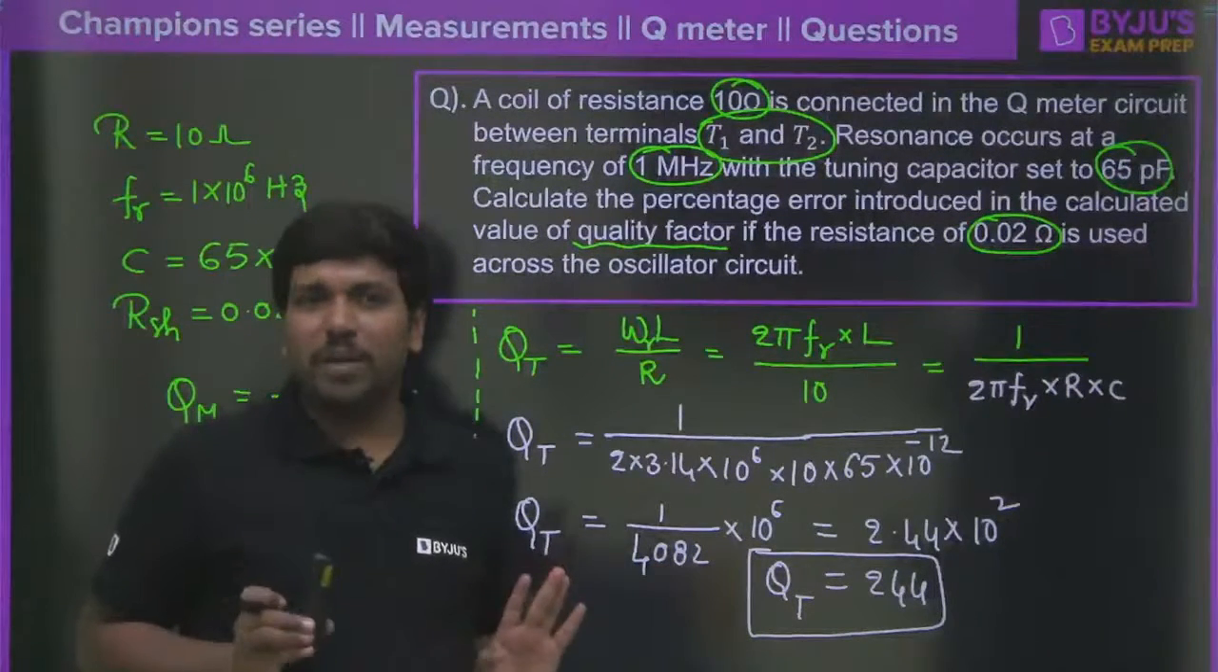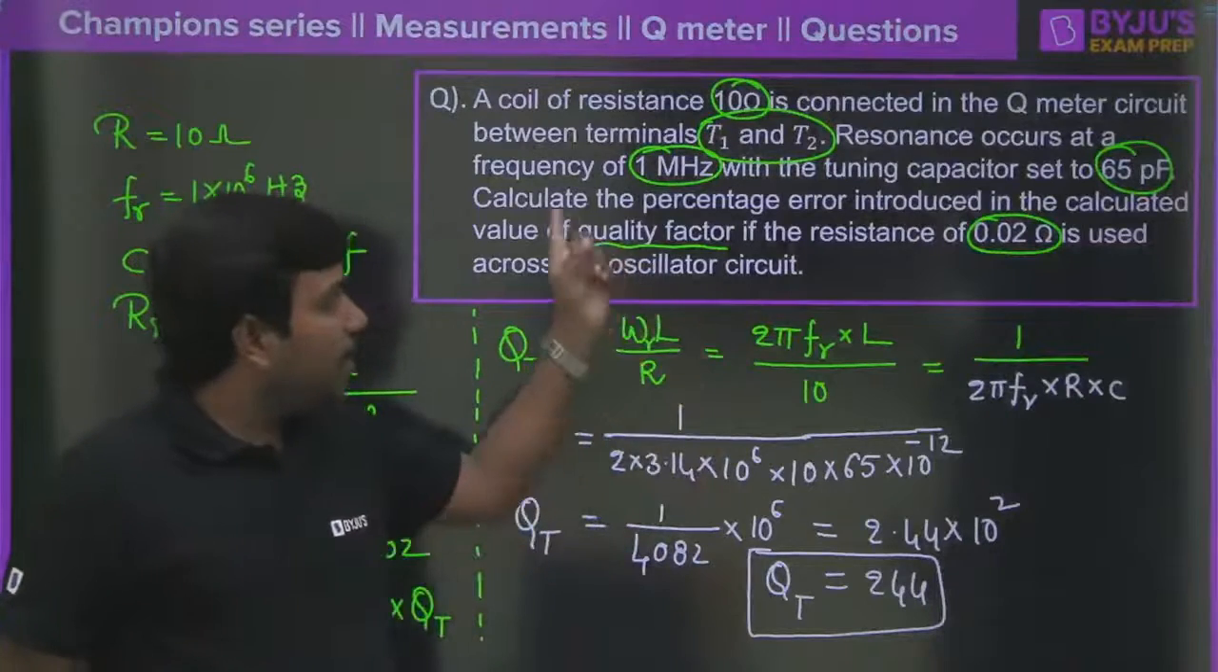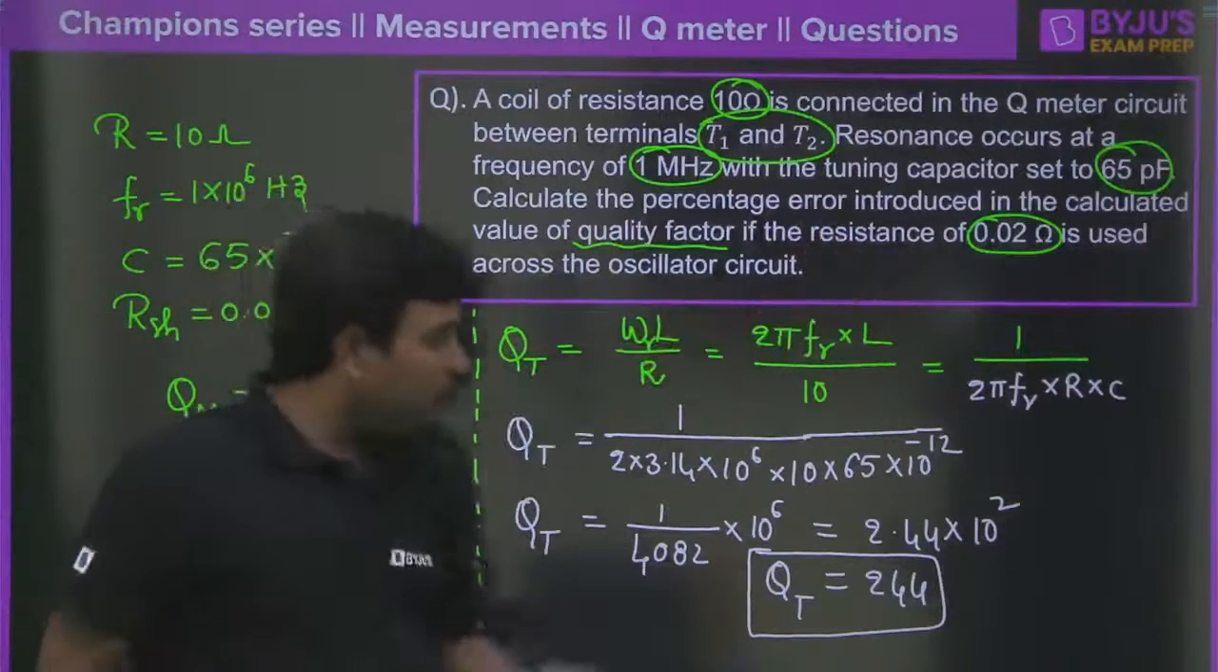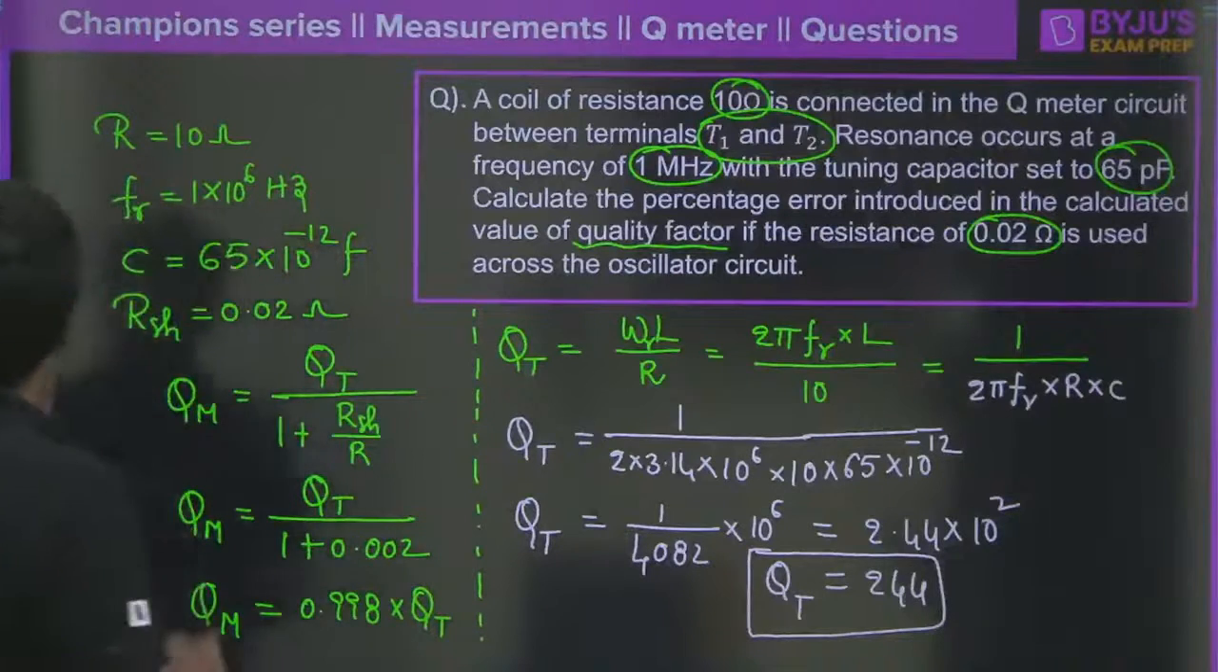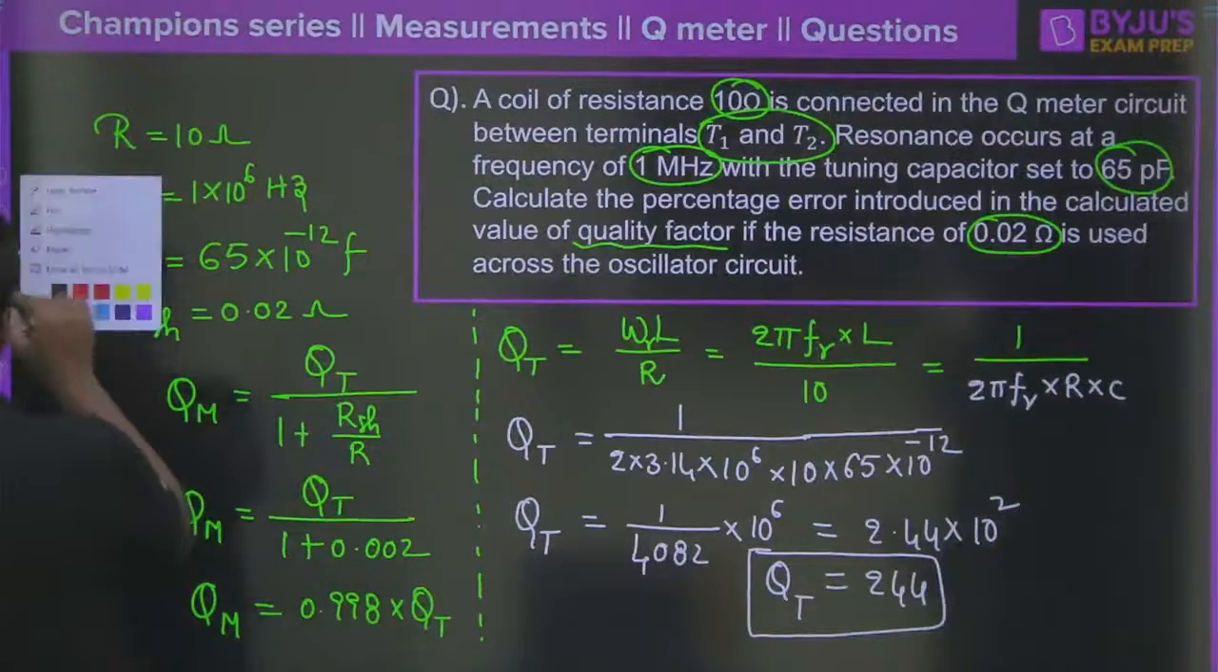Is our question completed? No, we need to calculate the error in the quality factor measurement. So how do we do that? True value is known to us. Now what would be the measured value now? So can you tell me what is the measured value here?